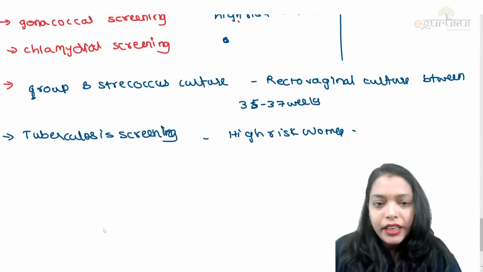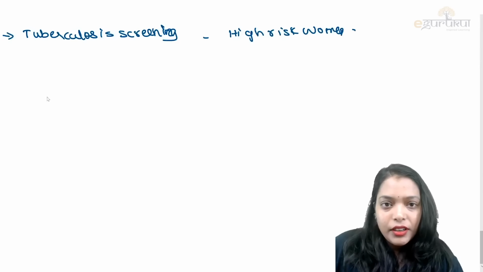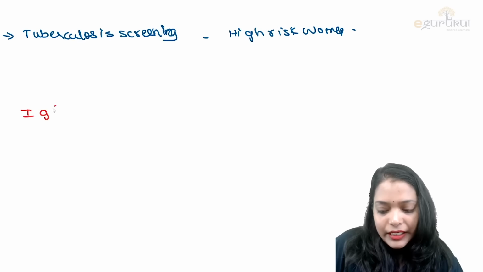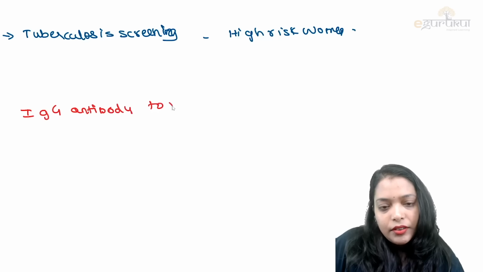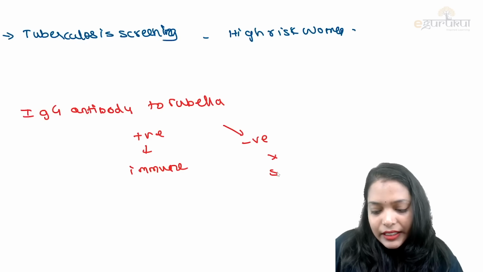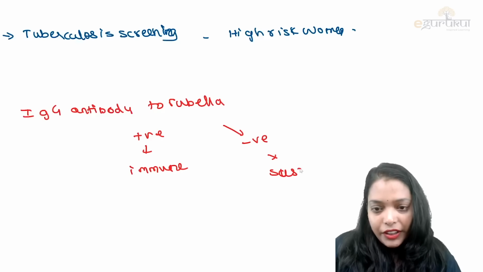So in rubella screening, women will be tested for the presence of IgG antibody to rubella. If she is positive, she is immune. If she is negative, then she is susceptible to the infection, guys.